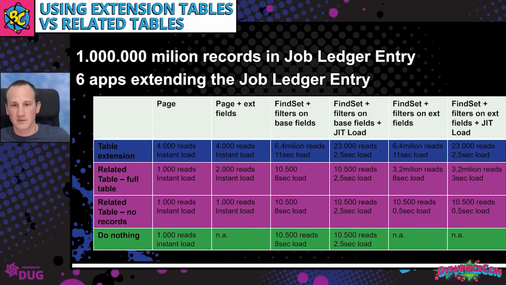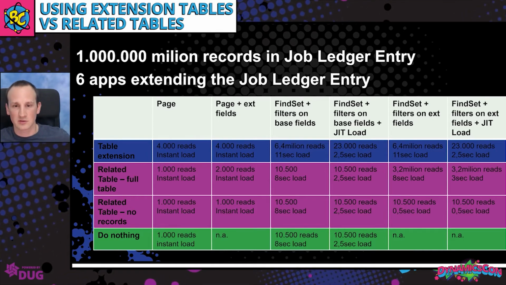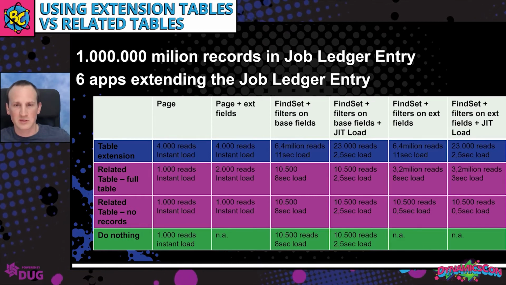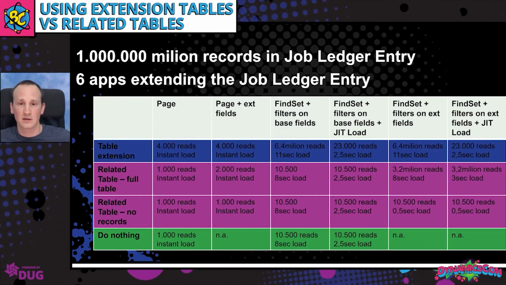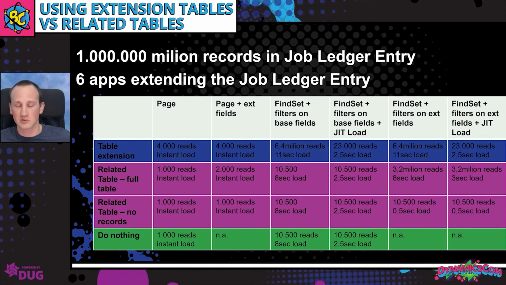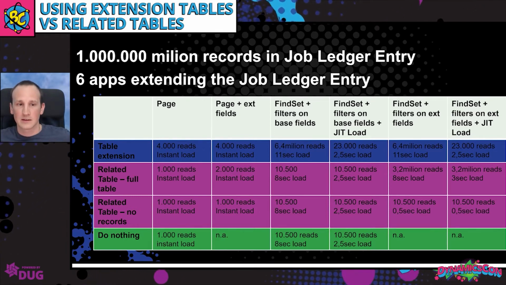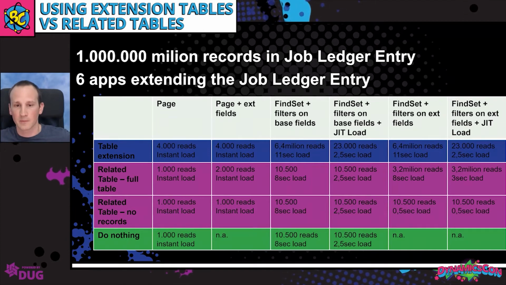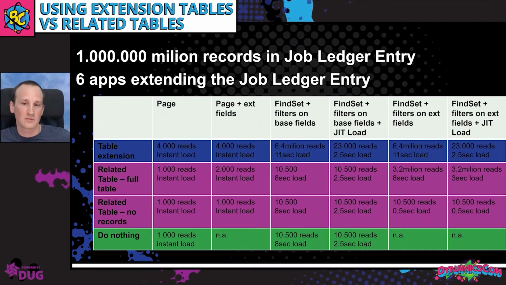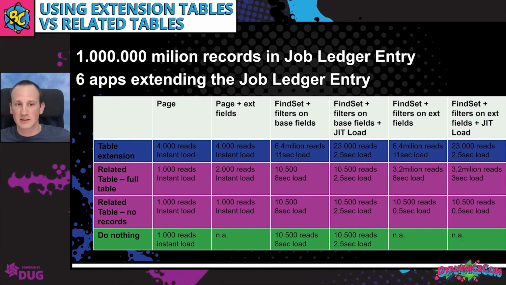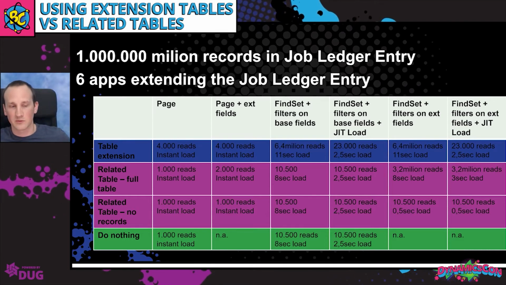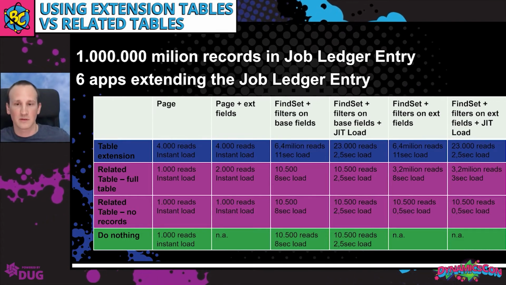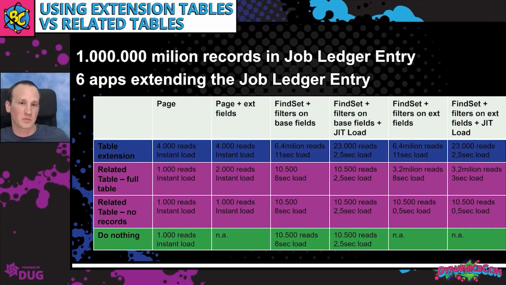Going forward to the fifth column, which is called find set plus filters on extended fields, we see millions of reads in the table extension and related table where the table is full. When we don't have any records in the related table, then it's really fast, as fast as working without extension fields. And on the right, as the last column, we can see that the related table with a full table is even worse in performance compared to the JIT-load.